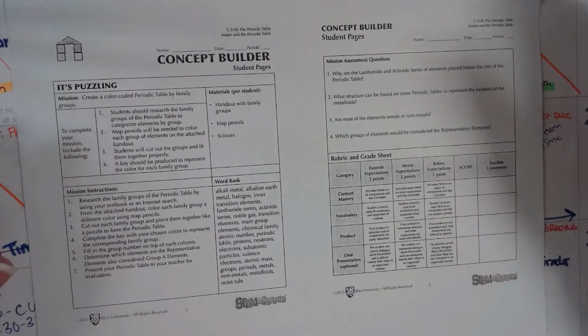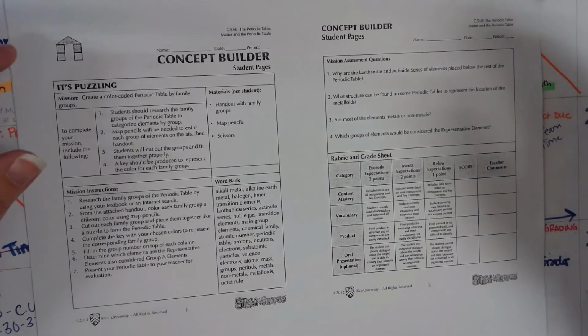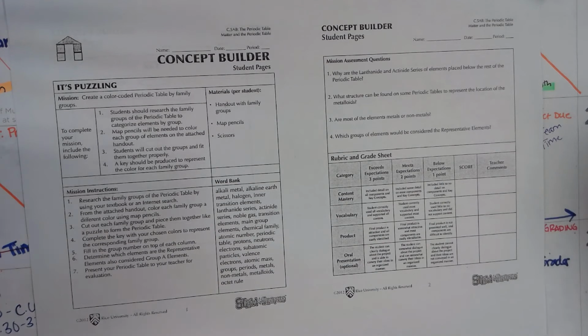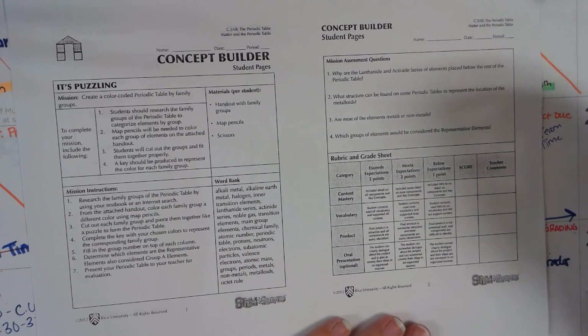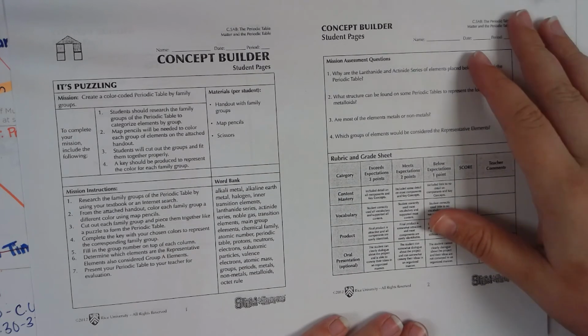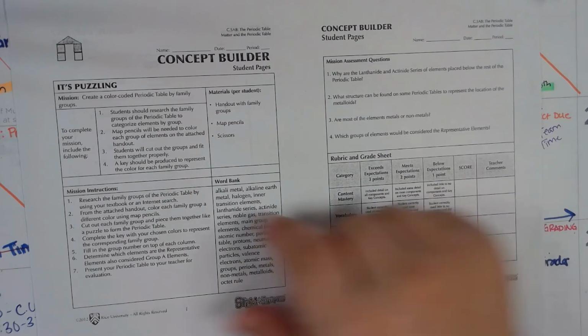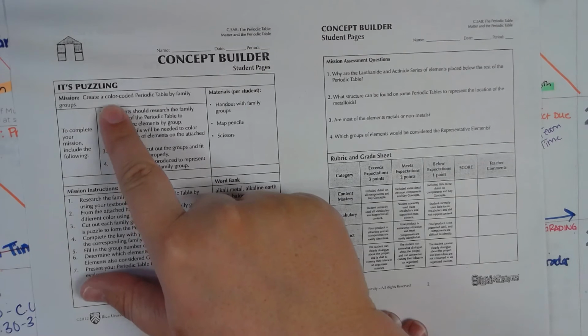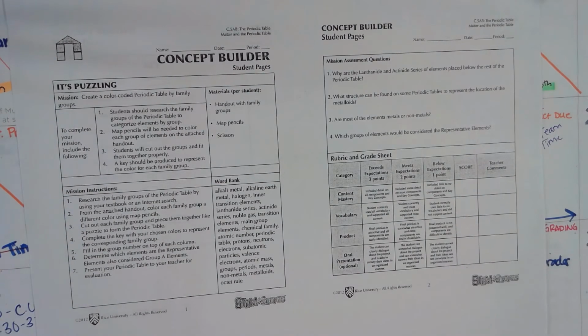Okay, so this is part one of the mini project that you're working on in class Wednesday through Friday this week. It is due by the end of Friday. This is the one over periodic table families. So what you're going to be doing is creating a color coded periodic table by family groups.